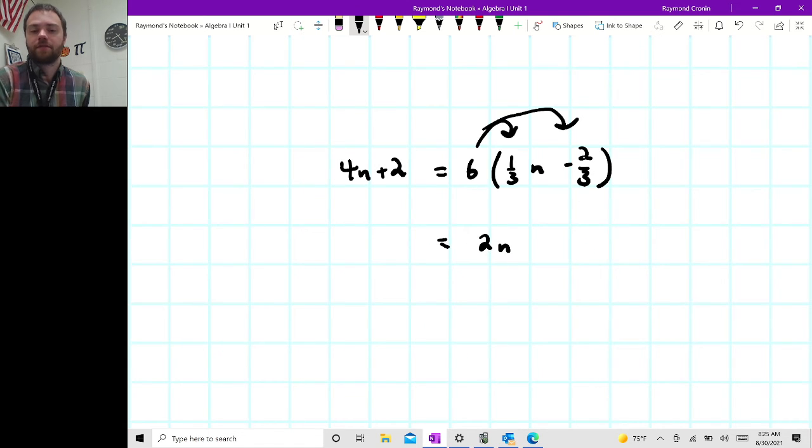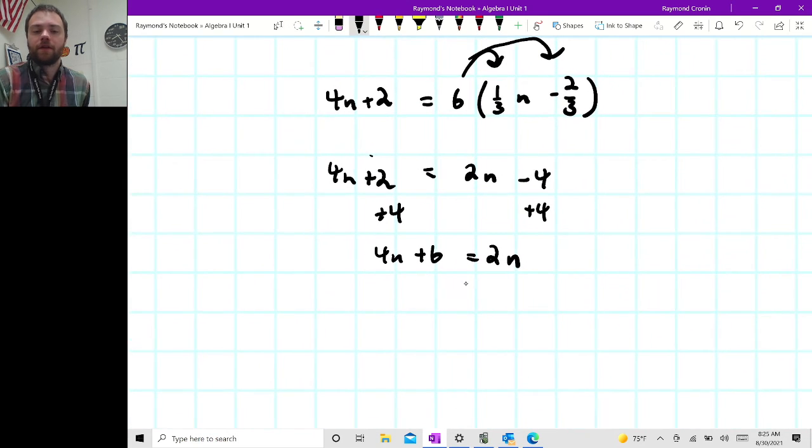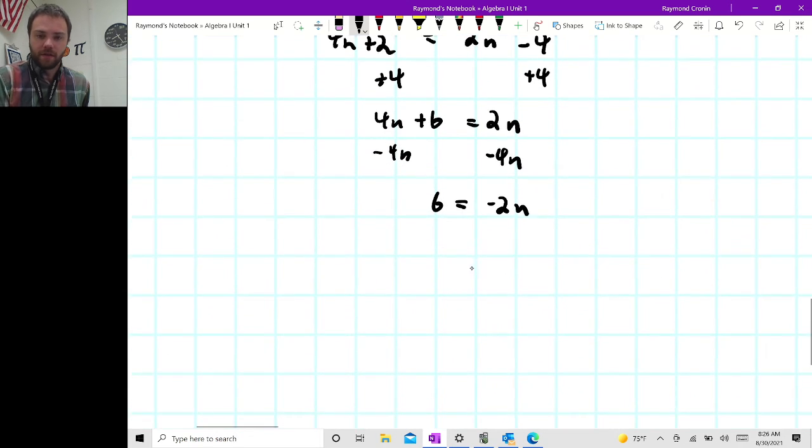And then I've got 6 times negative 2/3. Well, 6 times negative 2 is going to be negative 12. Negative 12 divided by 3 is going to be negative 4. And then from there I can just convert it to a pretty nice equation. So I can add 4 to both sides, and I get 4n plus 6 equals 2n. And then from here, what I can do is subtract 4n from both sides. And I get 6 is equal to negative 2n. And then I can divide negative 2 on both sides of the equation, and I get n equals negative 3.